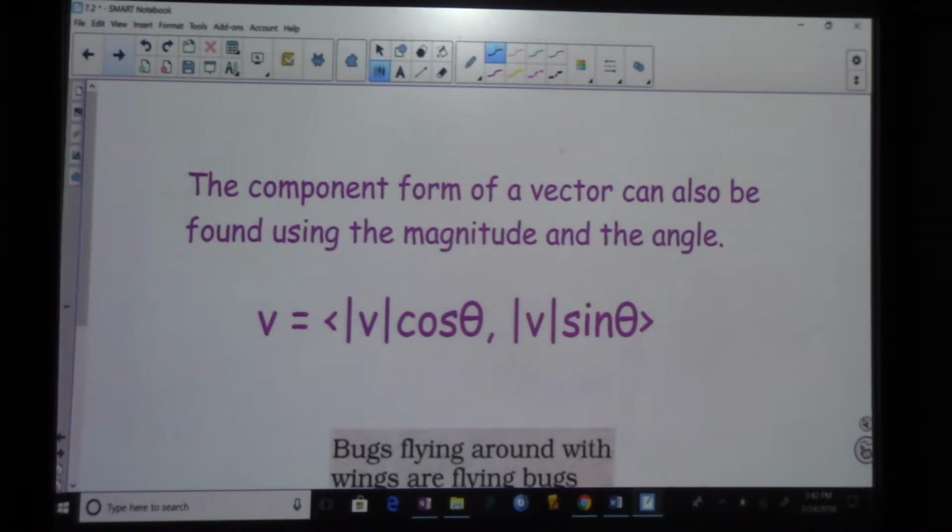Component form of a vector, we can easily find it without a graph just by knowing the magnitude of the vector and your angle. And of course we are talking angle in terms of unit circle. So your angle starts here, that's 0, that's 90, 180. So we still have to use our same directions. Notice it's cosine first, then sine, just like the unit circle.